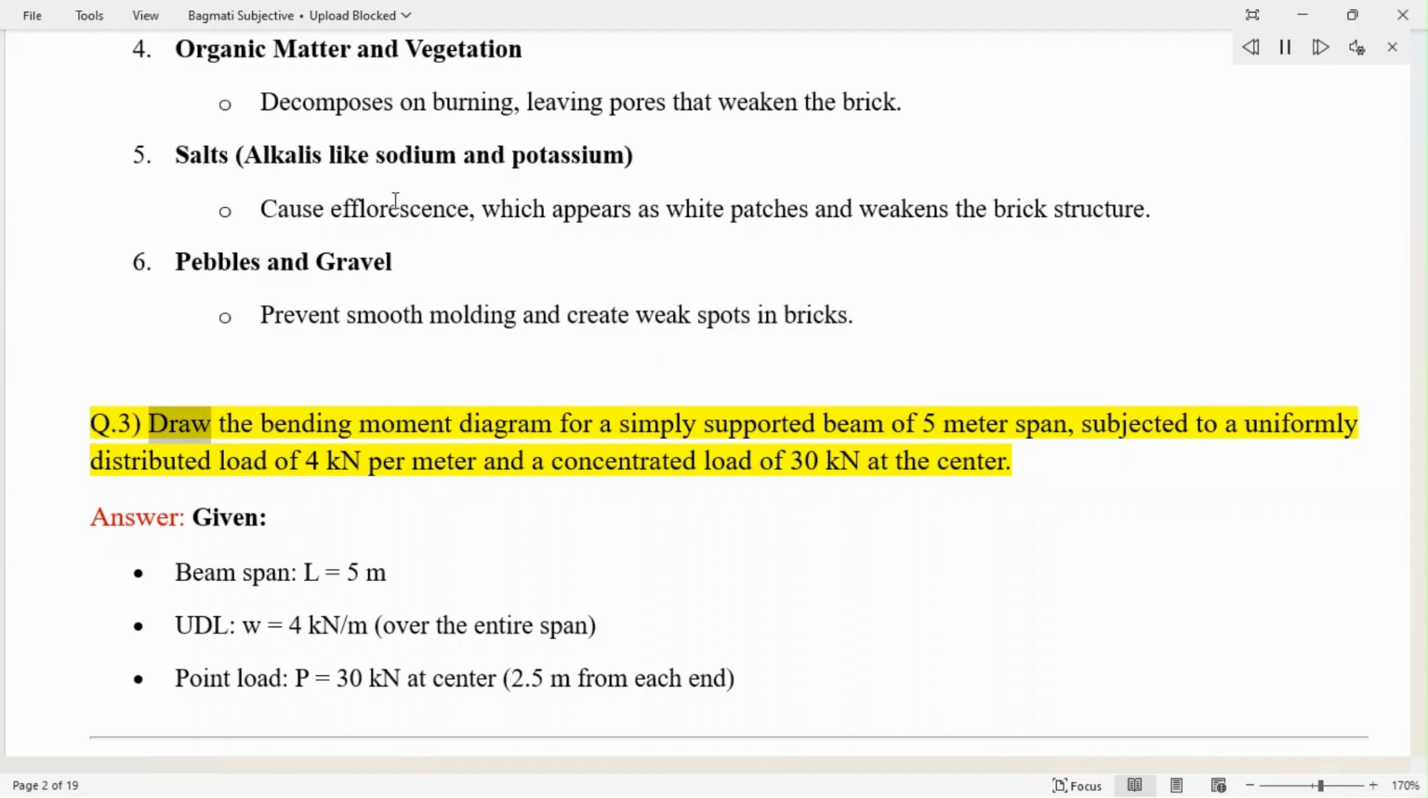Question 3: Draw the bending moment diagram for a simply supported beam of 5 meter span, subjected to a uniformly distributed load of 4 kN per meter and a concentrated load of 30 kN at the center. Answer, given: beam span L equals 5 m. UDL, w equals 4 kN/m over the entire span. Point load P equals 30 kN at center, 2.5 m from each end.